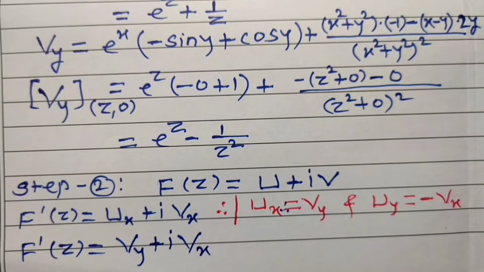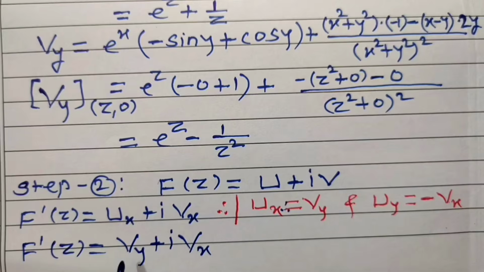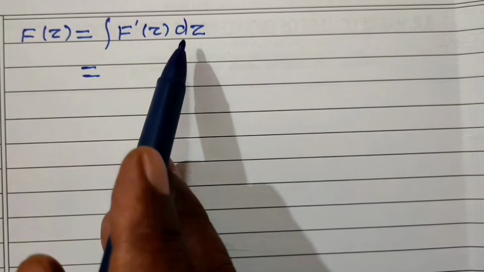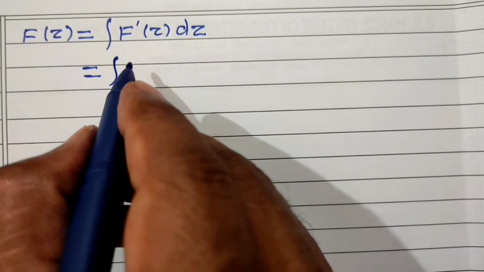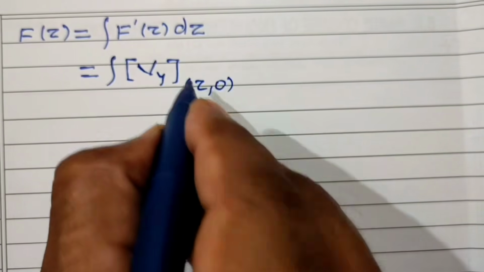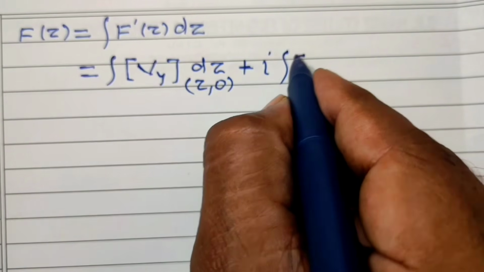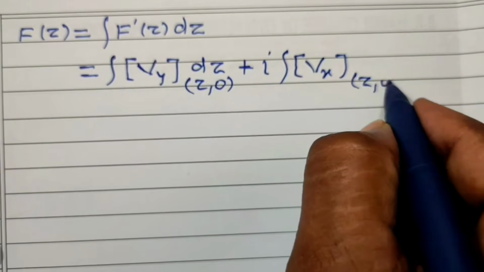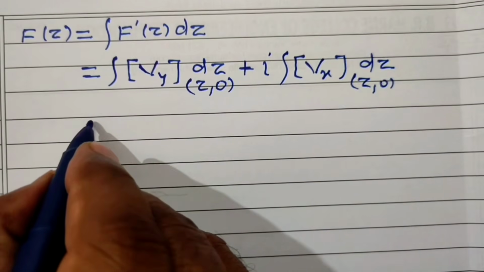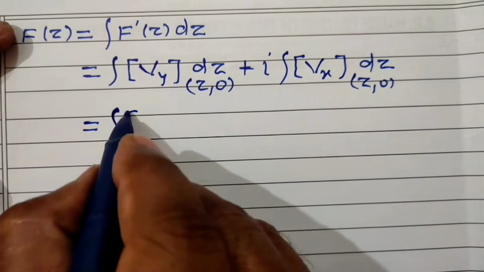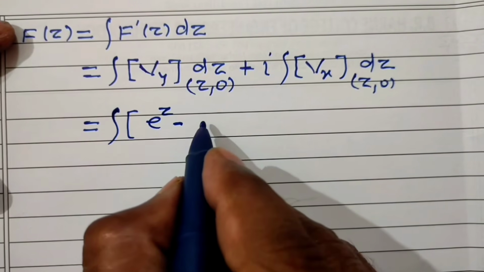Now we have to find out capital F of z, integrating both sides of this equation with respect to z. So capital F of z is equal to integral of F dash z with respect to z, and F dash z is Vy plus I Vx. So replace x by z in Vy and integrate it with respect to z, plus I, replace x by z and y by 0 in Vx and integrate it with respect to z. Vy at z comma 0 we have already obtained, which is e to the power z minus 1 upon z square.